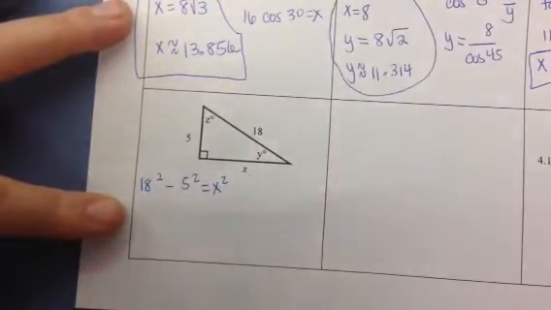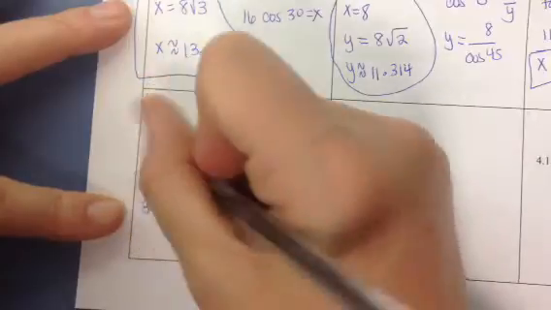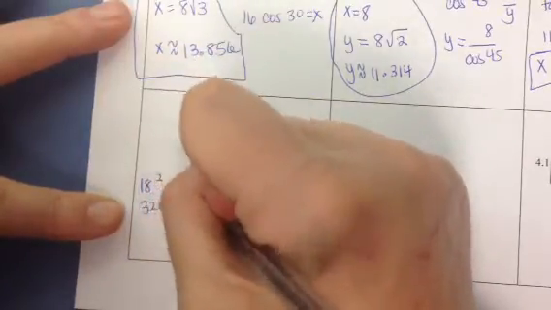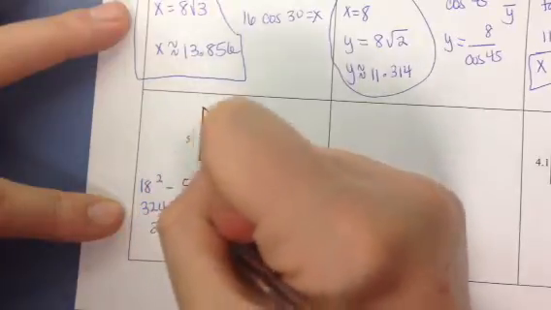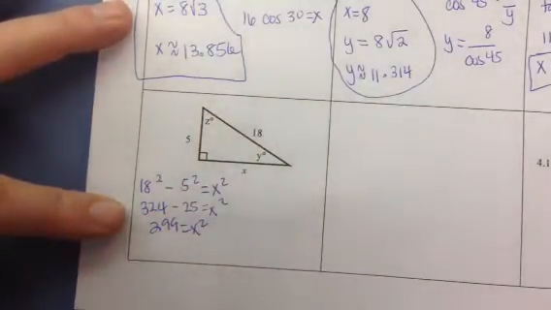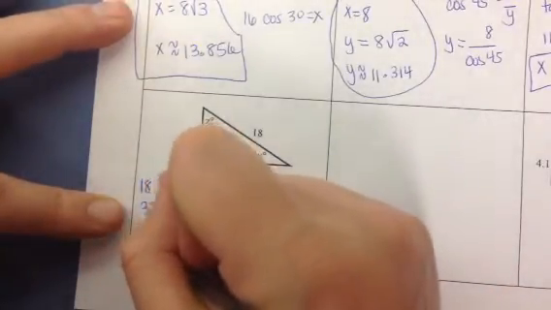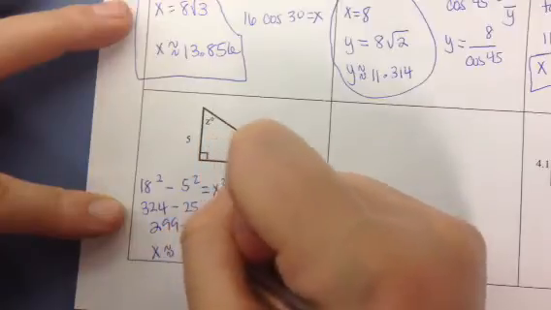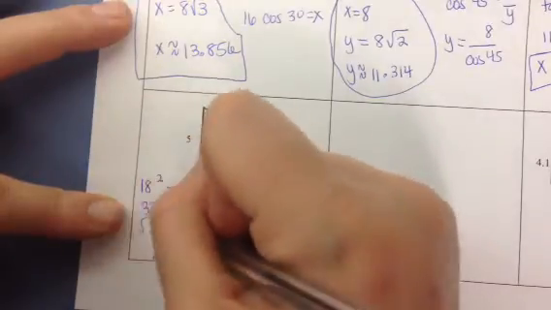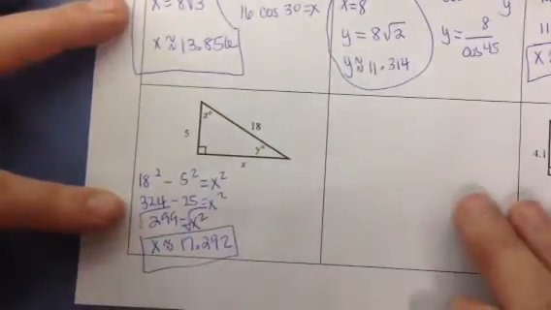So 18 squared is 324. 5 squared is 25. So I get 299 equals x squared. I'm going to take the square root of 299. X is approximately 17.292 because we took the square root of both sides. All right, so we found x.